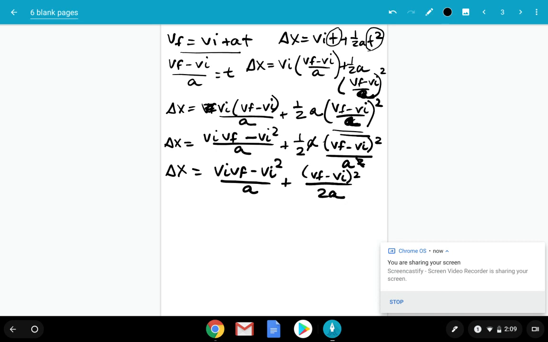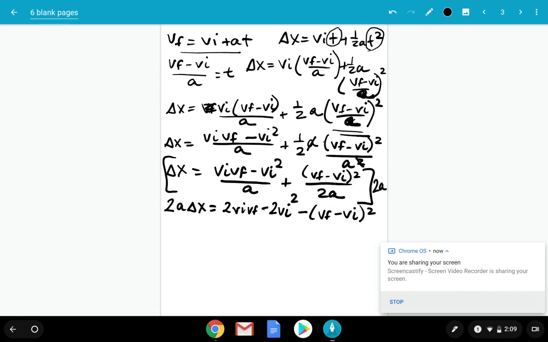If I want to get rid of the fractions, what should I multiply both sides of this equation by? I should multiply both sides by 2a. And that will get rid of my fractions on top and bottom. So if I do that, here's what will happen. 2a delta x. Here I'm going to get 2vi vf. The 2 sticks around, but the a's cancel, which is nice. Minus vf minus vi squared.